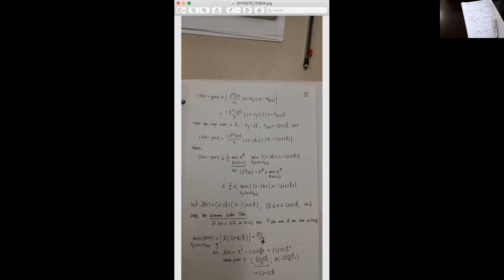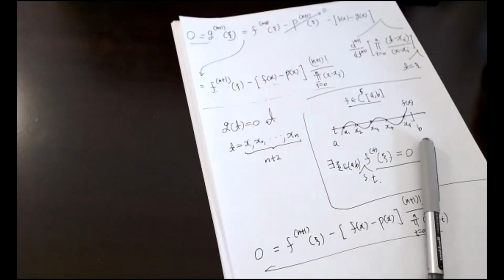All right, so now the error in the linear interpolation is bounded by 1/2 times e times h squared over 4, which is e h squared over 4. Now we want to determine h so that the error is within 10 to the negative 6. So we solve that inequality, and solving it, we're going to get this.